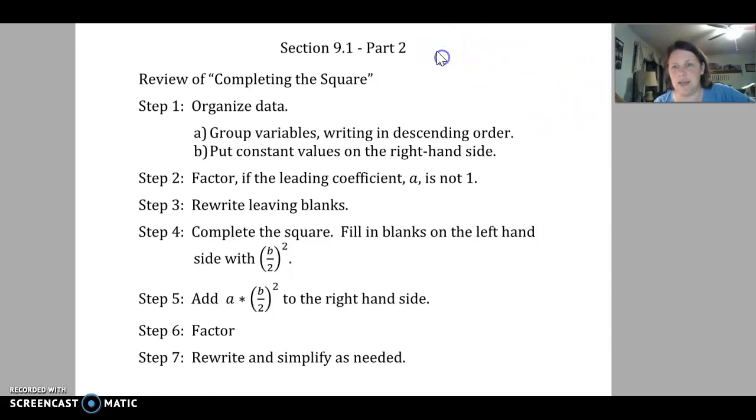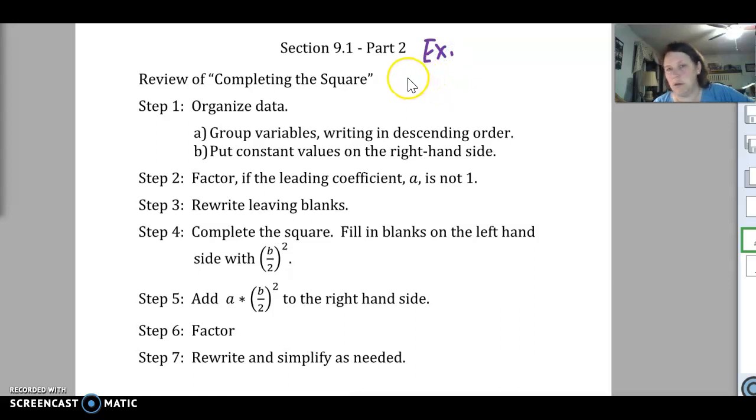So let's look at the equation for an example. 32 plus 8x plus x squared equals 0. So we're going to use that as an example. Let's say our directions are to complete the square for this. These are the steps that we need to go through.